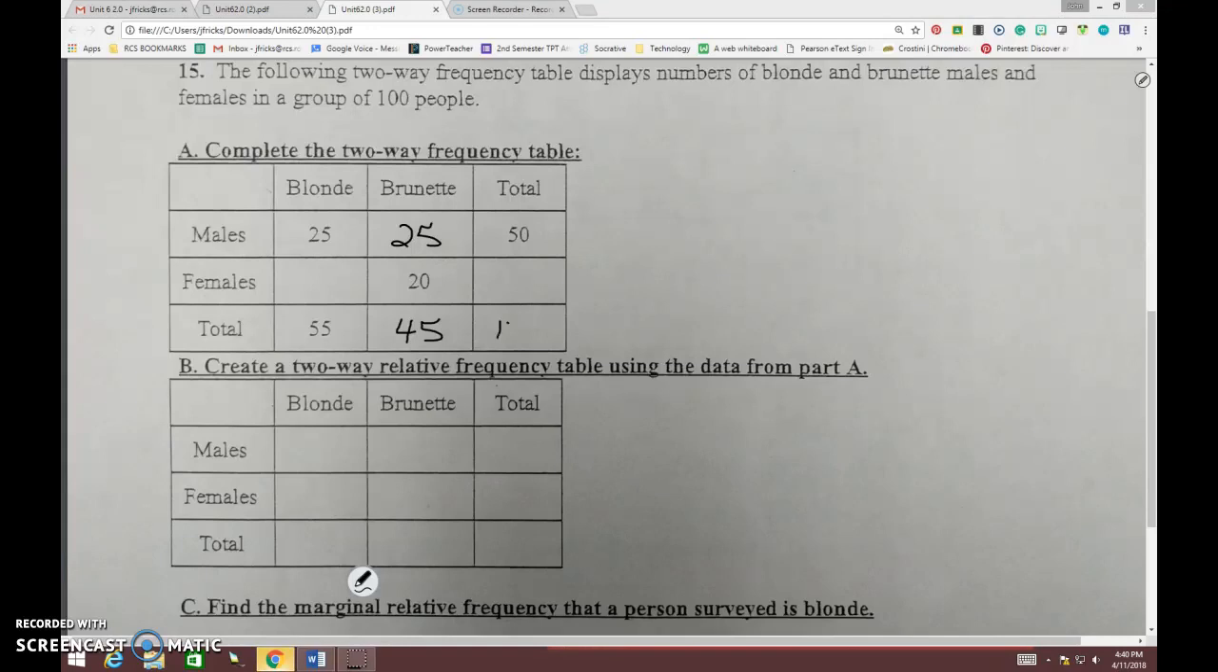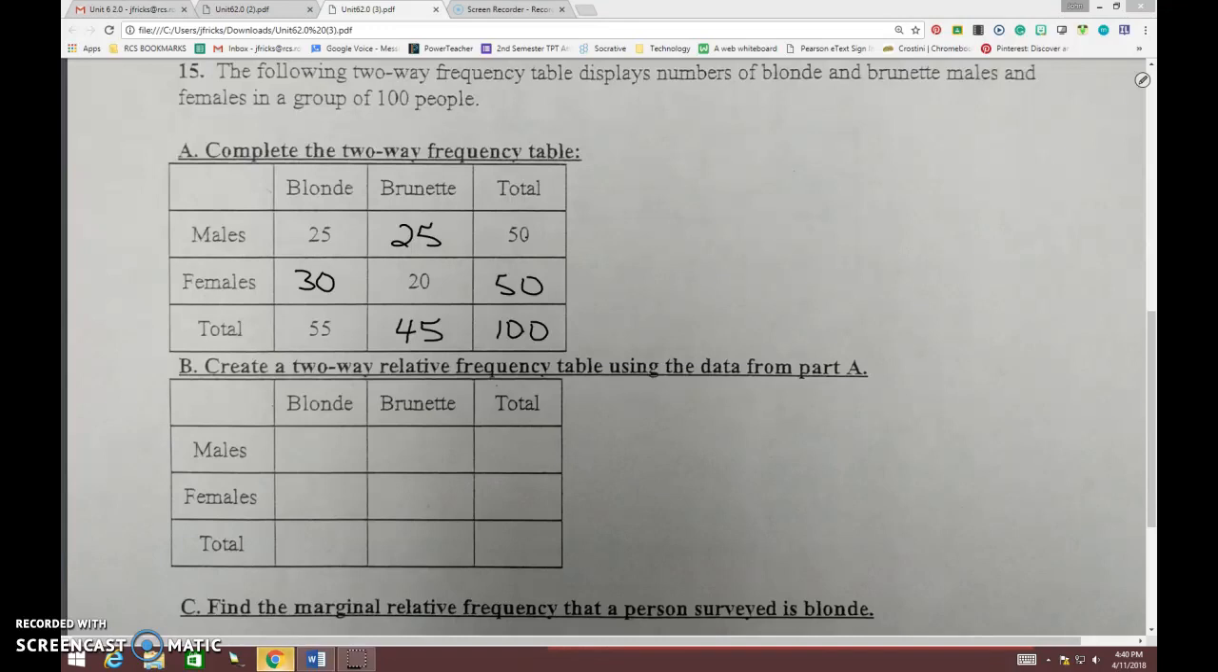55 plus 45 tells me this is 100. 100 minus 50 is going to be 50. So 50 plus 50 is 100. And then 50 minus 20 is going to be 30. So 30 plus 20 is 50. So that will give me all my different numbers for this problem. Now, once I've got that, I can then go to part B.